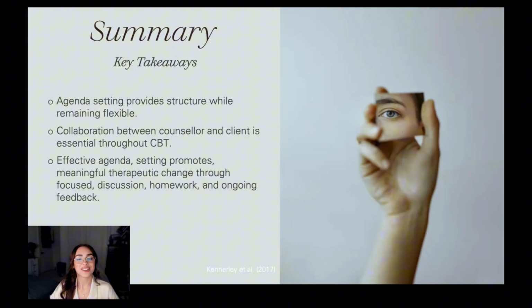Concluding this presentation, some key takeaways in agenda setting include providing structure while remaining flexible, collaboration between counselor and client, which is essential throughout CBT, and effective agenda setting promotes meaningful therapeutic change through.